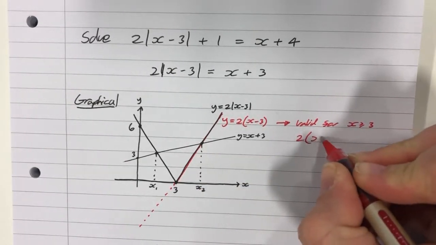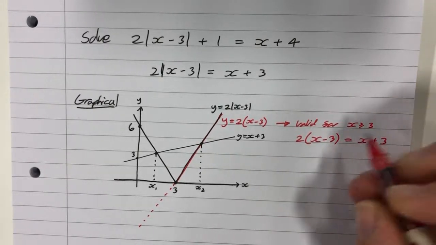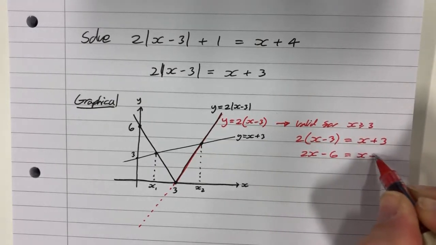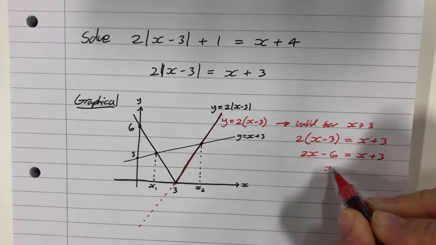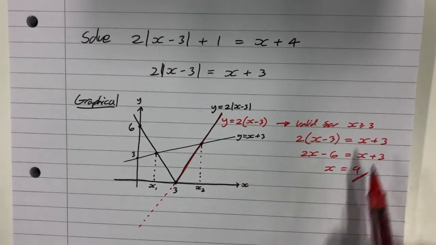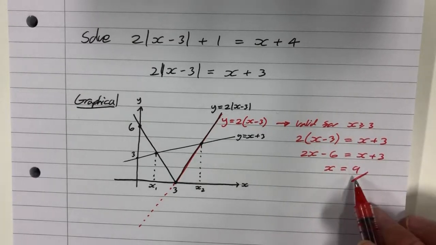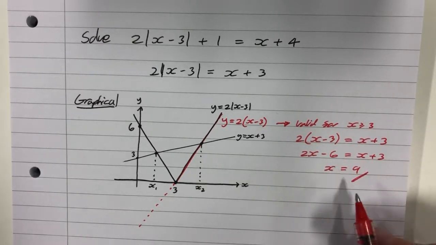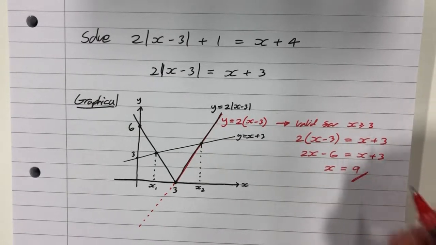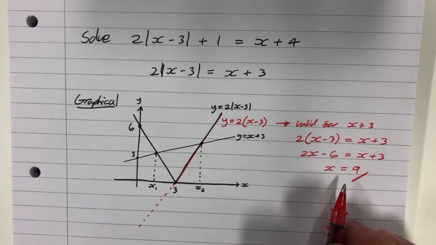Okay. So that should enable us to find x2. So 2 into x minus 3 equals x plus 3. So that's going to be 2x minus 6 equals x plus 3. Subtract x from both sides, add 6 to both sides, I get x equals 9. And that is indeed greater than or equal to 3, so it does satisfy my condition. Once you get an answer to any equation, you should always check it works with the original question, just in case it doesn't, for some reason or another.